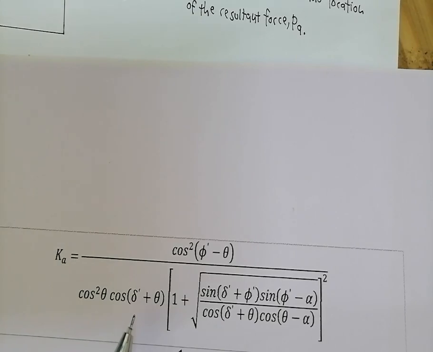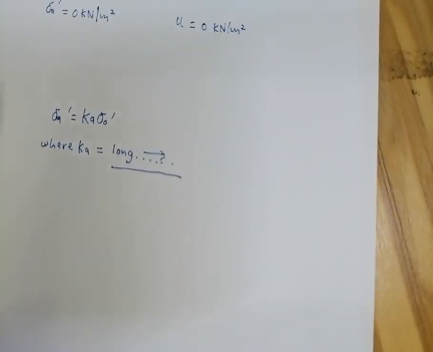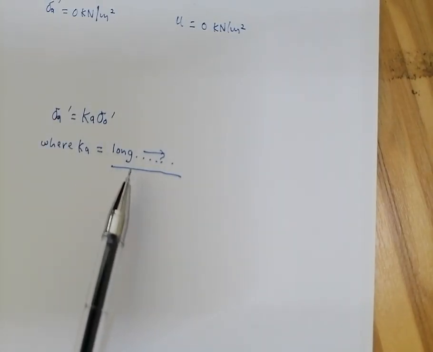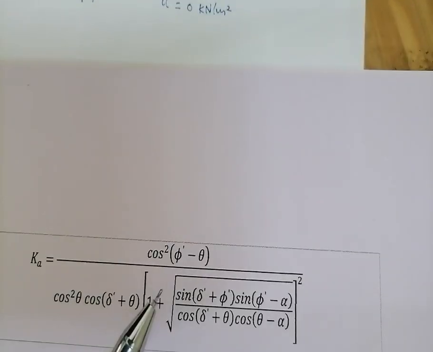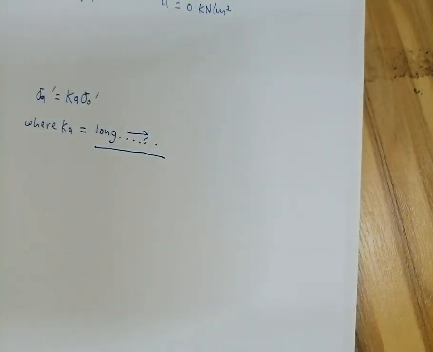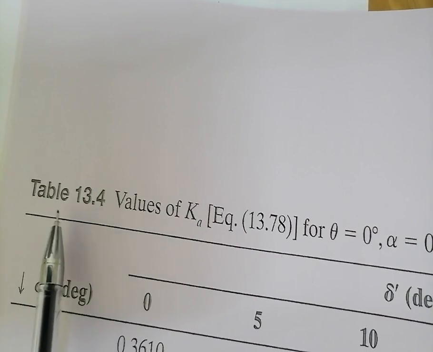All right, so for Ka, I repeat myself, for Coulomb's active earth pressure coefficient, you can use the formula, which is long. It is this one. Or we can make our life much easier by using the table. But which table to use? There are 3 tables, if you notice. The first one is this one, table 13.4.